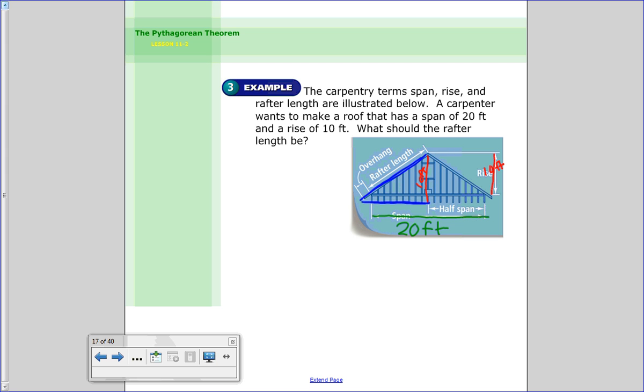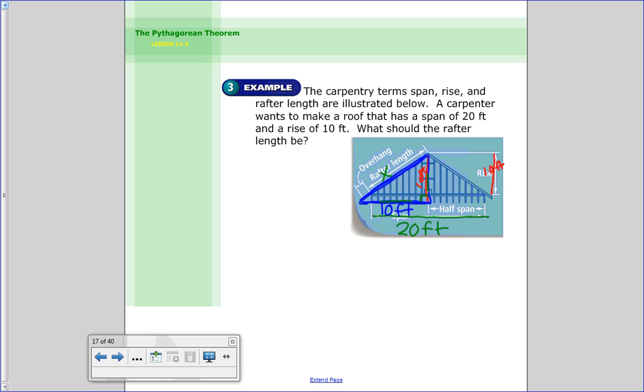But we need to look at half the span, which in this case, if the whole span is 20 feet, half the span would be 10 feet. So we only really needed half of this roof to figure out how long each rafter length should be on both sides. So there we go. They give us 10 feet, 10 feet, and let's see. We need to figure out what the rafter length is. And looking at that, well, these are the legs. So we need to figure out what the other side would be.